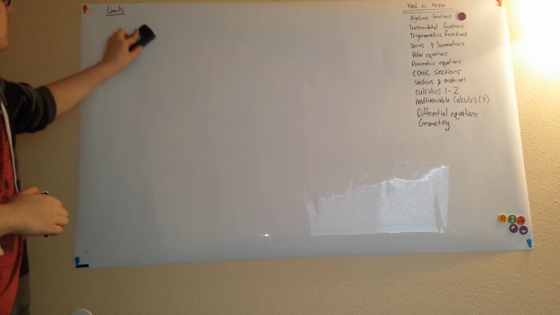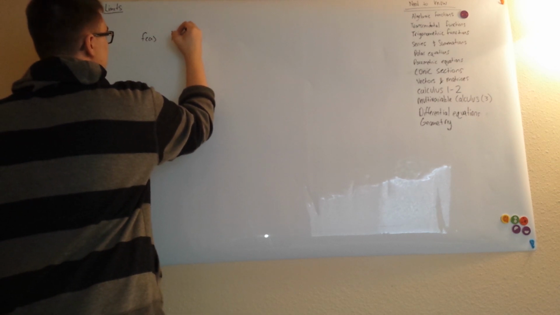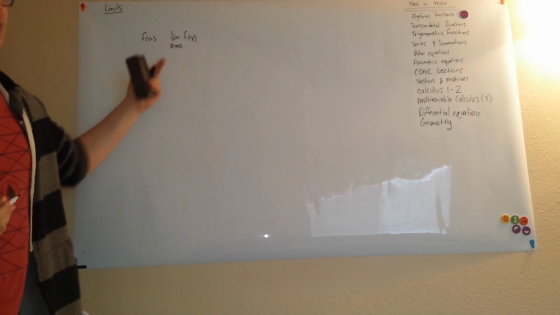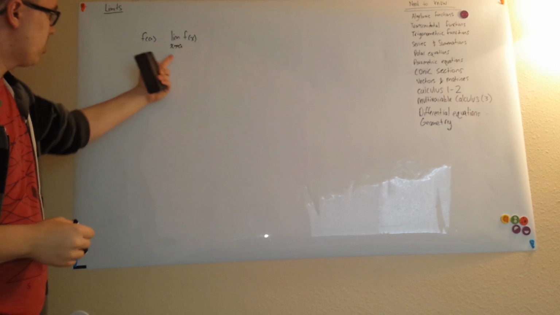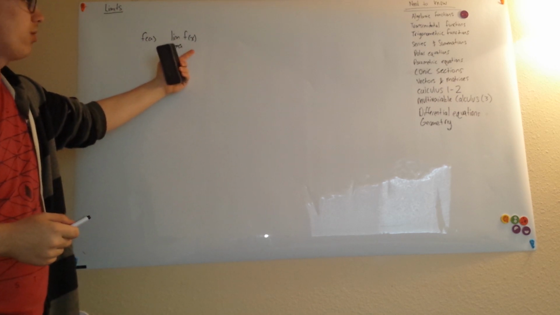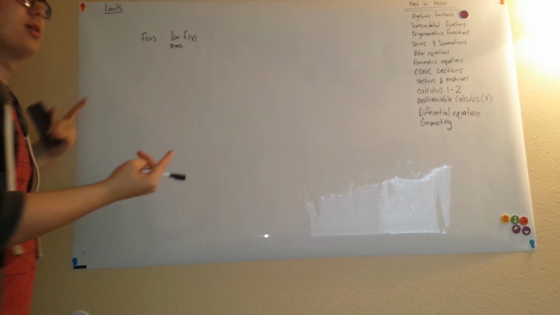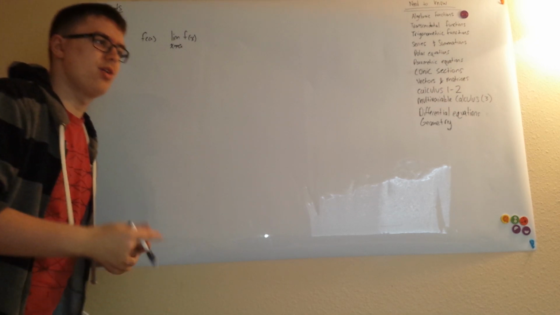Now, some people are confused about the difference between f of a and the limit as x approaches a. These values don't have to be the same. This is saying what you're approaching. What function value are you approaching as you get really, really close to a? This is just saying what you get out of your function.